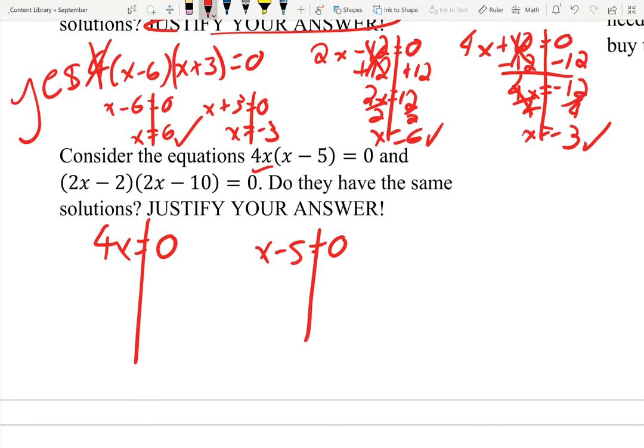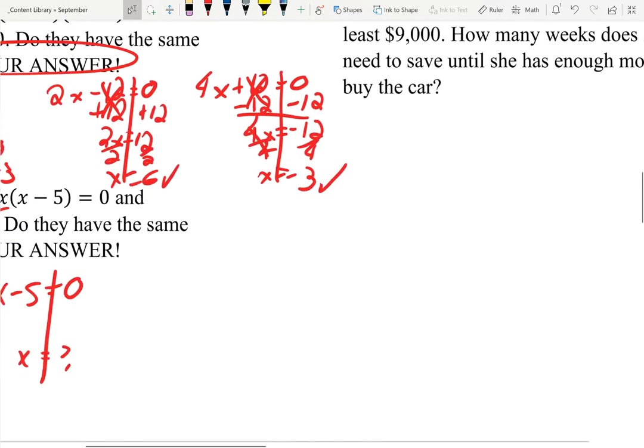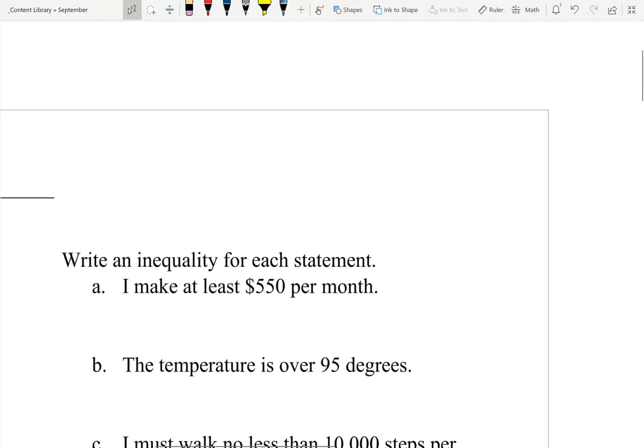So find the solutions here. What does x equal? Then see if those solutions match the solutions you get from the other equation, the 2x minus 2 and the 2x minus 10. If they are the same, then you would say yes. If they're not, say no. But make sure you show all your work if you want to receive credit. It's just the same as this problem that I've done previous to it.